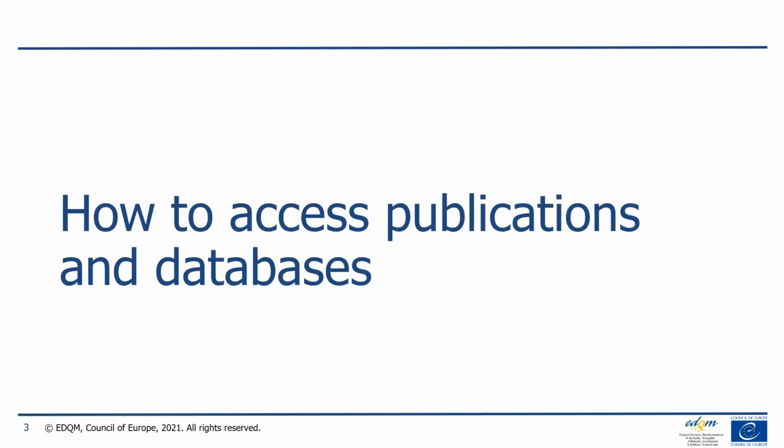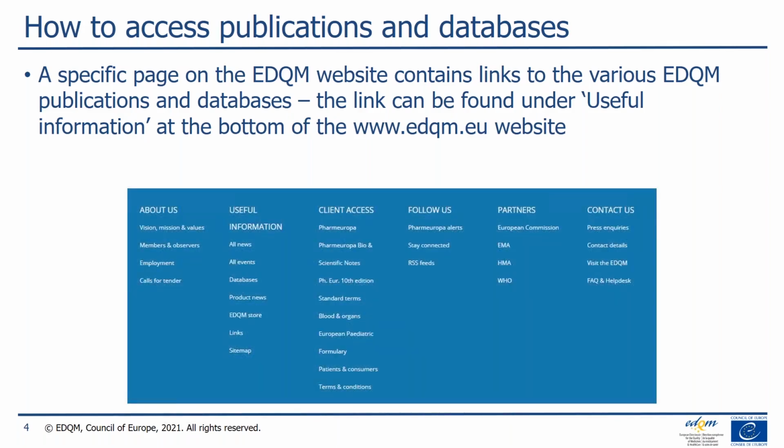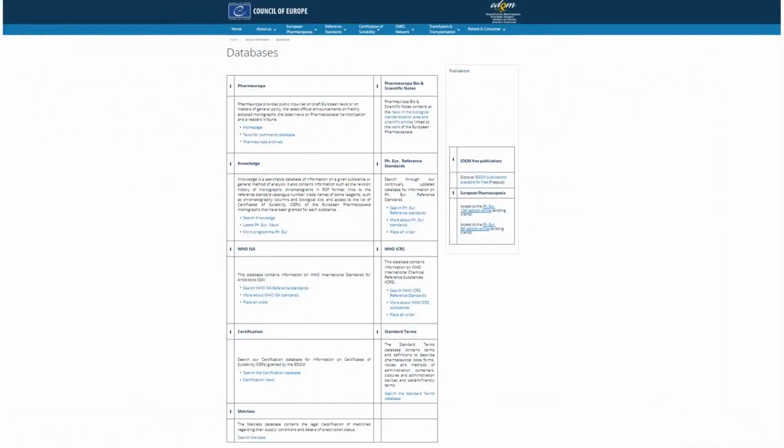I'll start by showing how you can find these publications and databases on the EDQM website. There's a dedicated page on the EDQM website called Databases, where you can find the links to the various EDQM publications and databases. The link to this Databases page can be found under Useful Information in the blue section that appears at the bottom of the page throughout the EDQM website. Clicking on that link will take you to the Databases page.